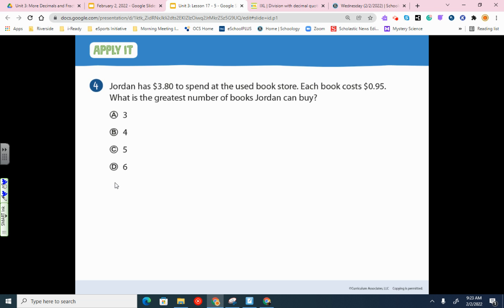Jordan has $3.80 to spend at the used bookstore. Each book costs 95 cents. What's the greatest number of books Jordan can buy? Well, let's split this up. We have 380 divided by 95. And that looks like this.